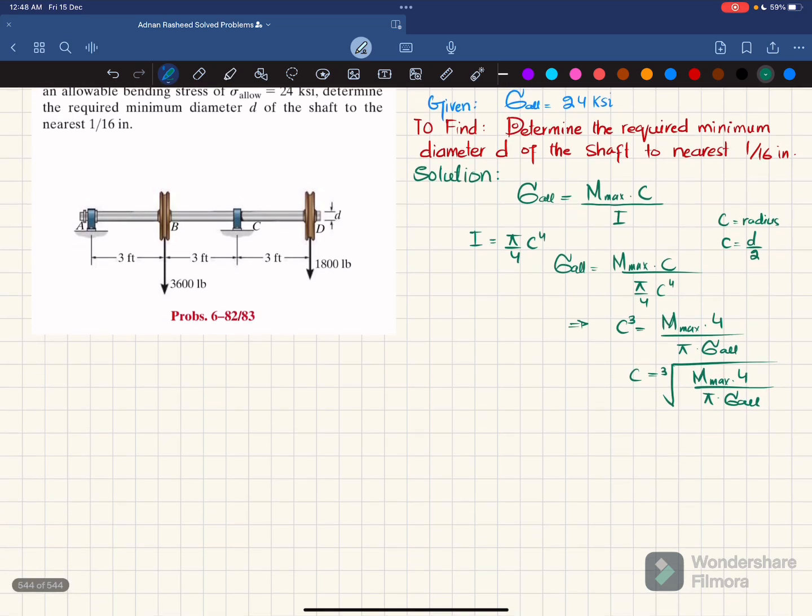So once we find C, we can find the diameter. Now you can see here C will require the maximum bending moment, and the allowable stress is given. So we will find this maximum bending moment by using the shear force and bending moment diagram.